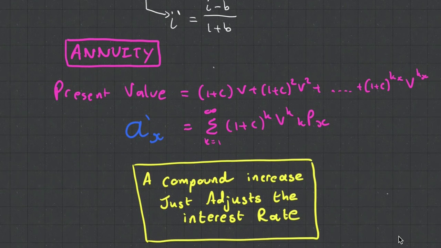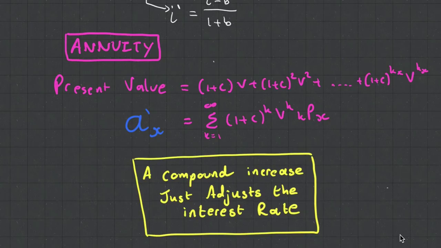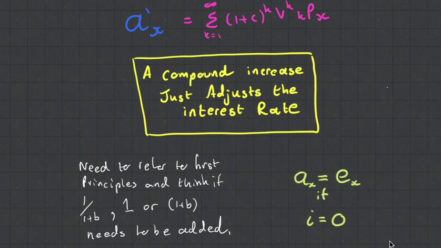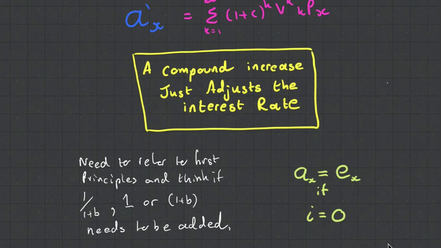So a little tip to remember is that with a compound increase, we just need to adjust the interest rate. And we do need to refer to first principles to think what's going to be included. We saw that you could have the 1 over 1 plus b factor, there could be the 1, or there could even be the 1 plus b. This you have to think about. There's no way to learn it. Well, you could learn it, but it's much better to just think it through.